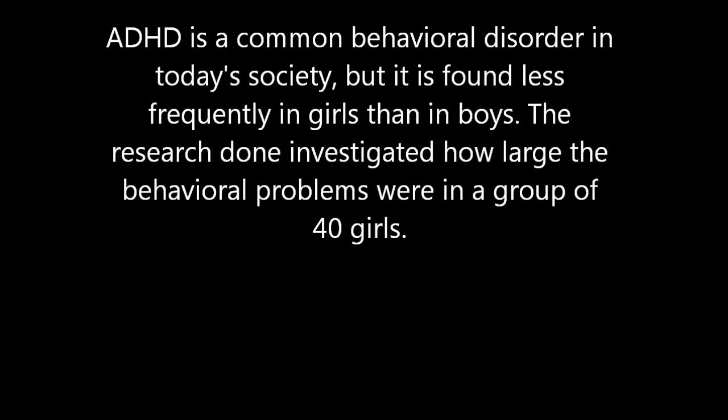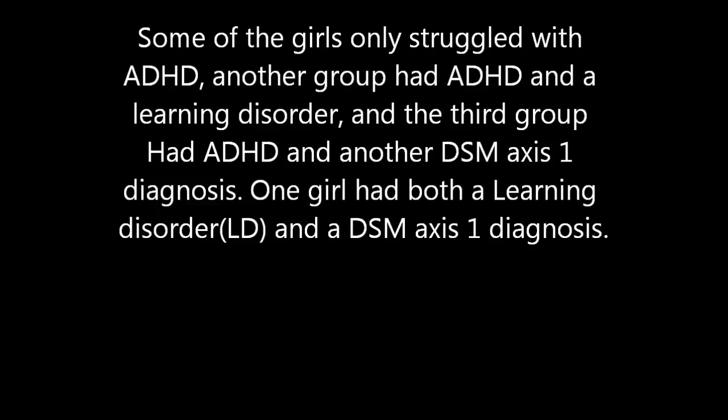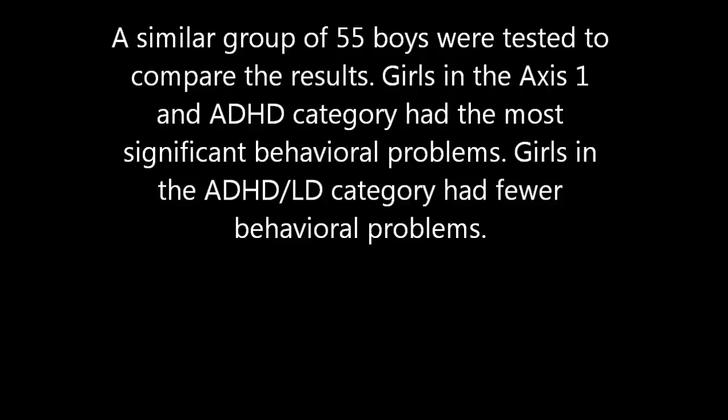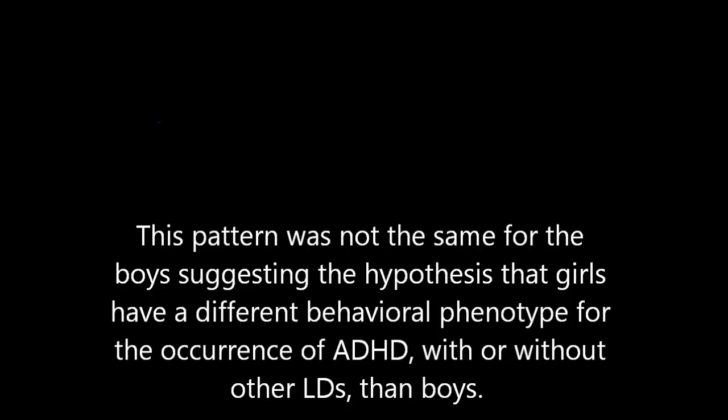ADHD is a common behavioral disorder in today's society, but it is found much less frequently in girls than in boys. Recent research has investigated how large the behavioral problems are in a group of 40 girls. Some of the girls only struggled with ADHD, another group had ADHD and a learning disorder, and a third group had ADHD and another DSM Axis 1 diagnosis. One girl had both a learning disorder and a DSM Axis 1 diagnosis. A similar group of 55 boys were tested to compare their results. Girls in the Axis 1 and ADHD category had the most significant behavioral problems. Girls in the ADHD and learning disorder category had fewer behavioral problems. This pattern was not the same for boys, suggesting the hypothesis that girls have a different behavioral phenotype for the occurrence of ADHD, with or without learning disorders, than boys.